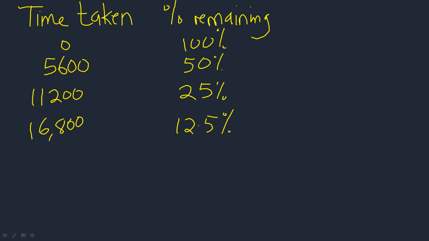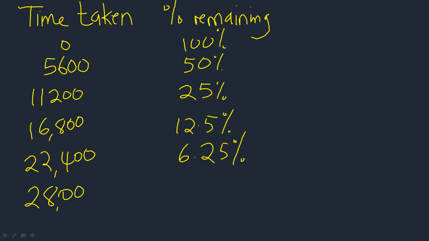So here again we add another half-life, plus 5,600, you end up with 22,400. This is 6.25%. And then when we add plus 5,600, we have 28,000, and we are having 3.125%.